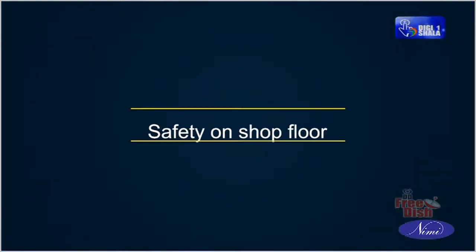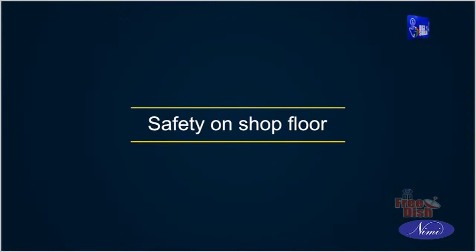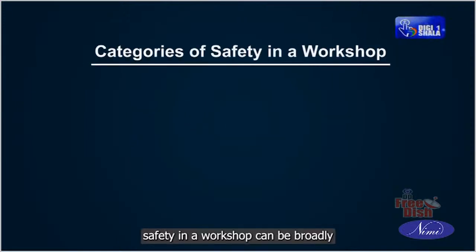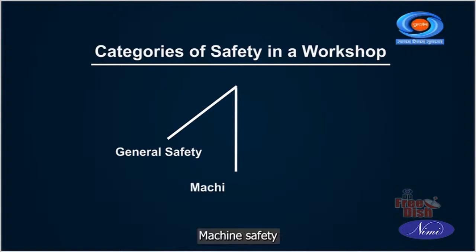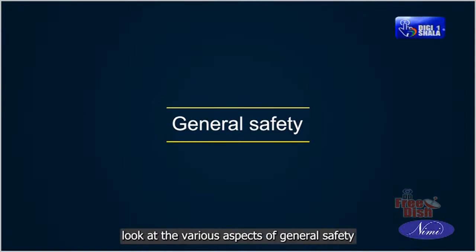Now let us see other safety precautions to be followed on shop floor apart from what we have discussed till now. Safety in a workshop can be broadly classified into three categories: general safety, machine safety, personal safety. Now let us look at the various aspects of general safety.